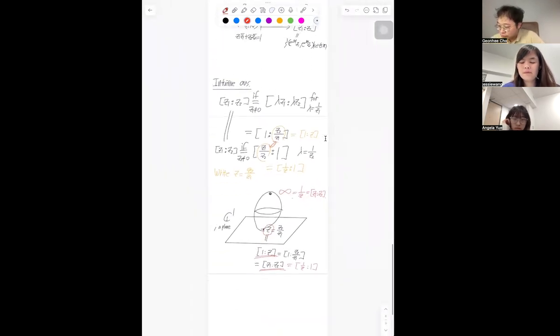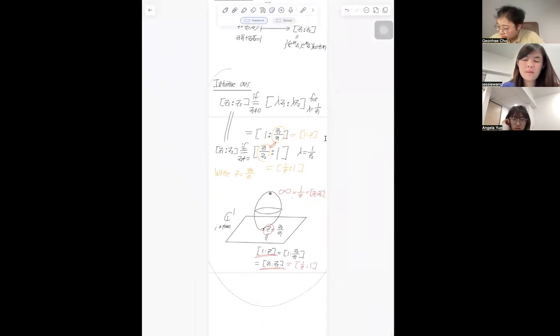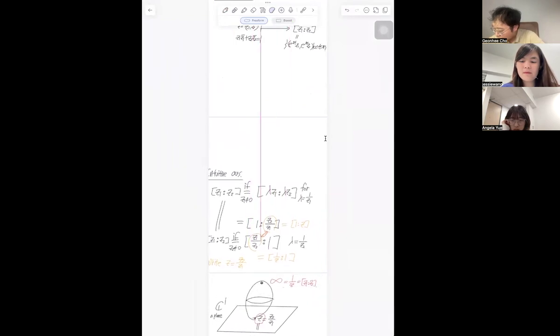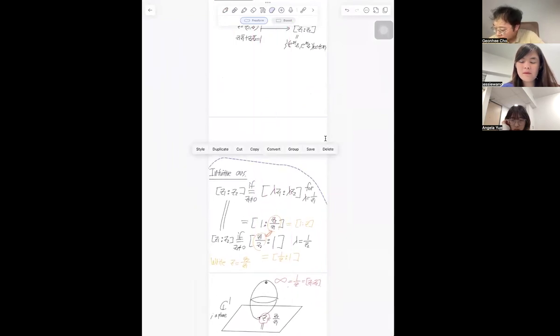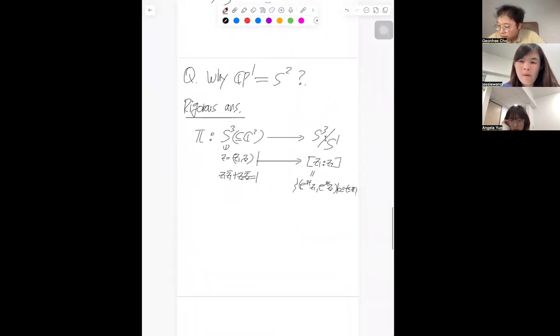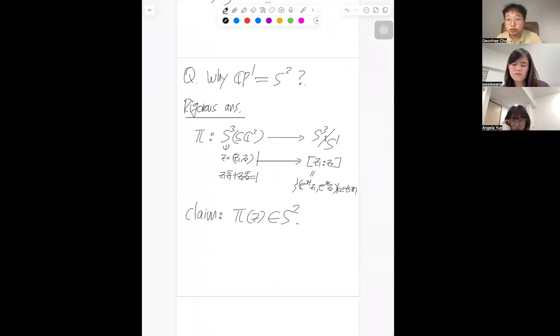So let me just try to give you the answer. I know this is a little bit heavy, I know it, but still. Then you want to see the claim: phi of z is in S2. This is what you would like to check. Does that make sense to you?